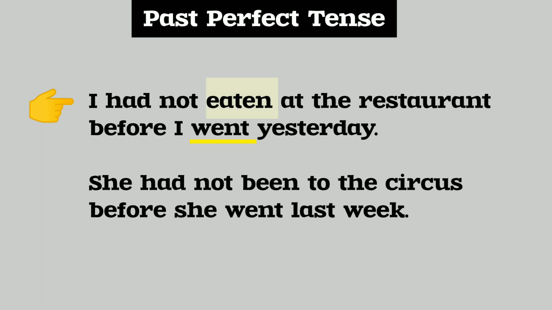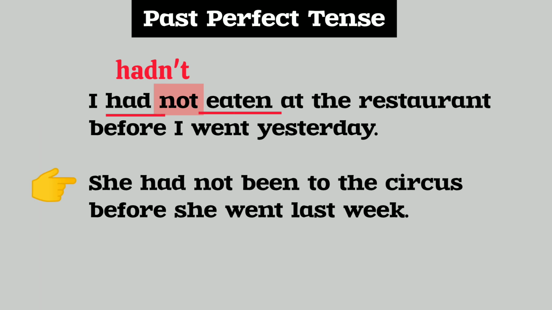This one is the action that happened early in the past, and this other one is the action that happened later in the past. However, because this is the negative, what I am going to do is to add not between the had and the past participle of the verb. So I say I had not eaten, or I can use the contraction hadn't eaten.